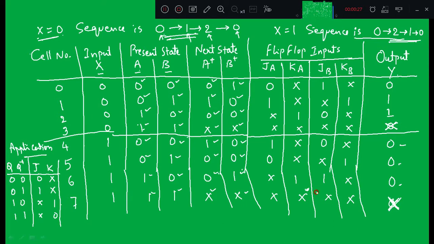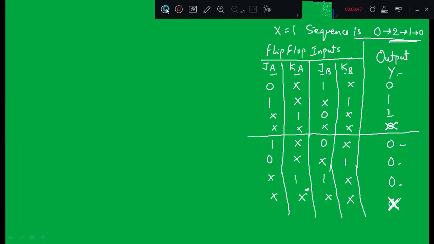So for these columns we need to put the K-maps for J, K, JB, KB and Y. A total of 5 K-maps I need to put to obtain the Boolean expression for the asked problem. Now we will put the K-maps for these 5 columns. So how many inputs are there for these K-maps? There are 3 inputs, right?